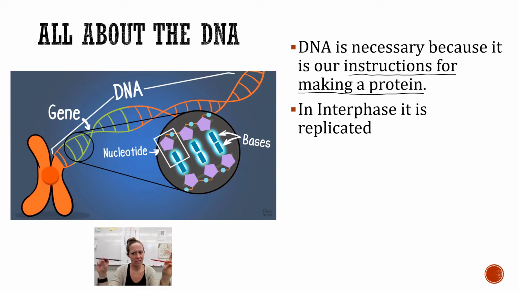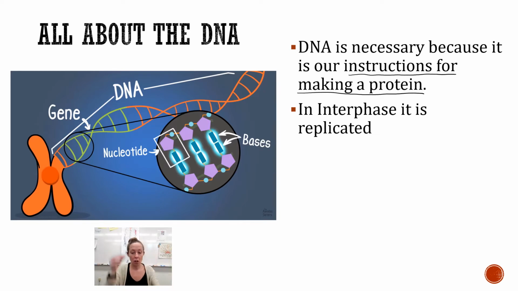Now I have half. Half DNA isn't going to work, right? So during interphase, my DNA, I have a purple one and a red one here, right? My DNA replicates. So now I have two purples and two reds. So then when my cell divides, each cell ends up with a purple and red, right? So it still has the DNA.